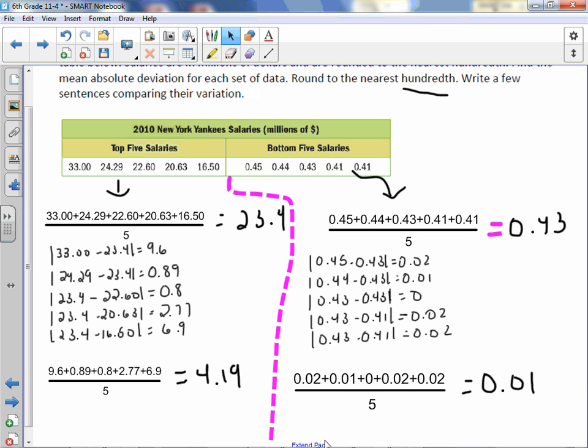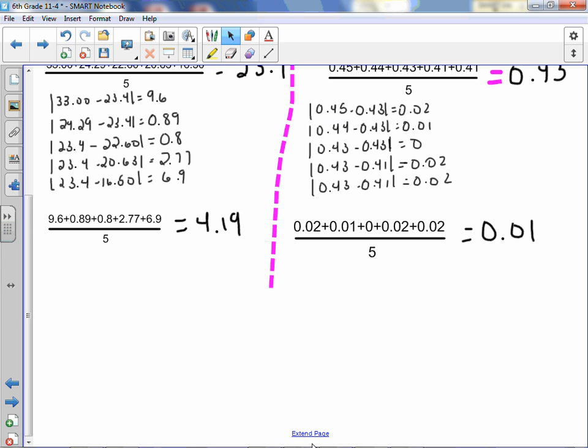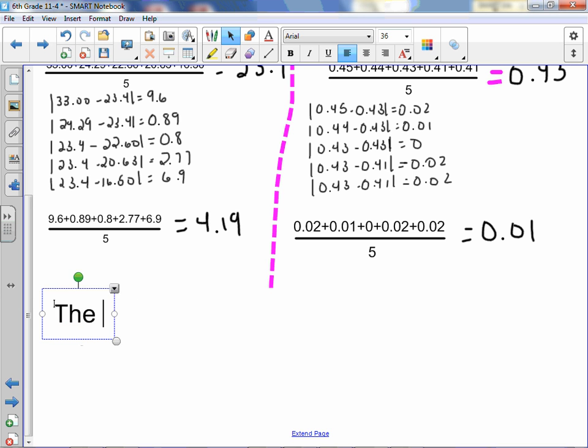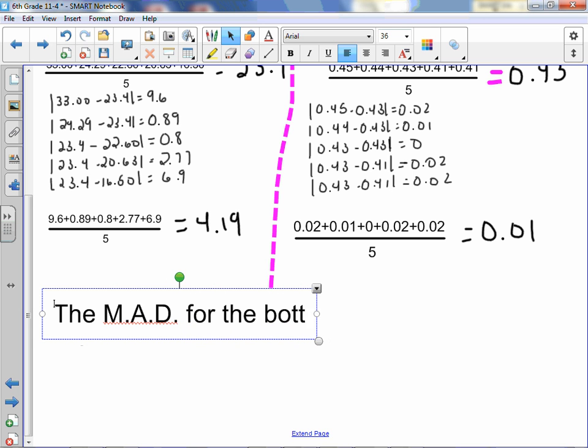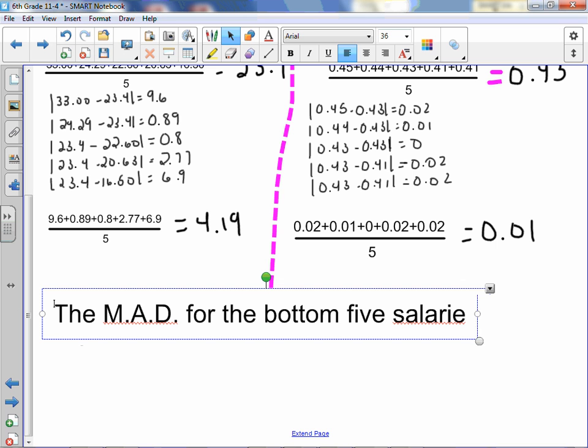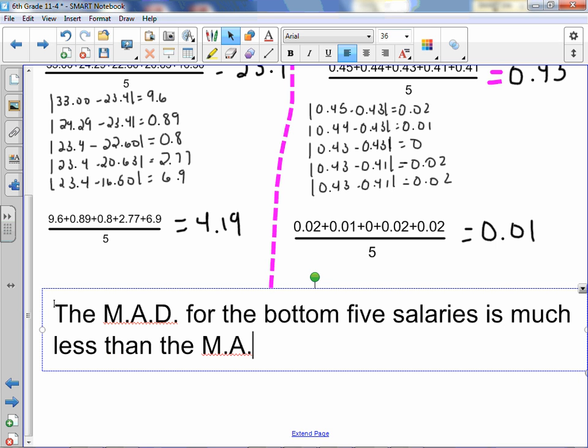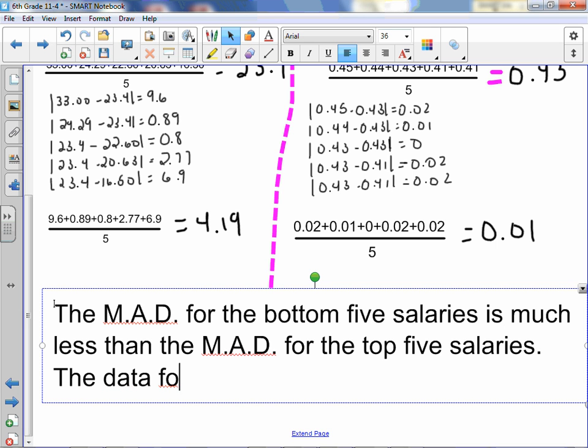The next instruction says to write a few sentences comparing their variation. So here's what we can say. The MAD for the bottom 5 salaries, which is the data on the right, is much less than the MAD for the top 5 salaries. This means that the data for the top 5 salaries is more spread out.